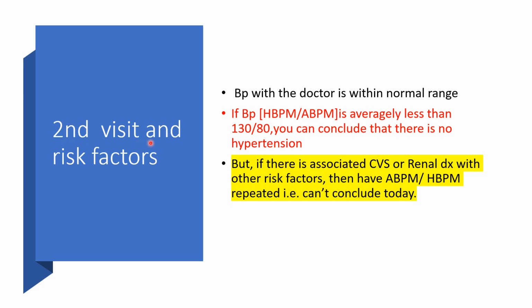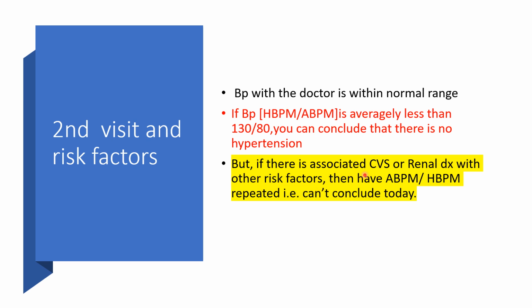This is the second visit, and the BP with the doctor is within normal range. If the average of home BP and ambulatory BP is less than 130/80, then you can conclude that the three figures, normal office BP, normal home BP, normal ambulatory BP, second visit, right? No hypertension in this person.